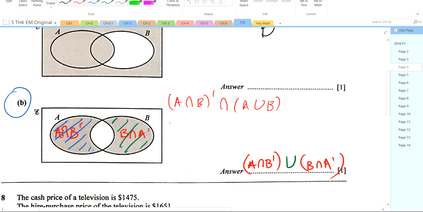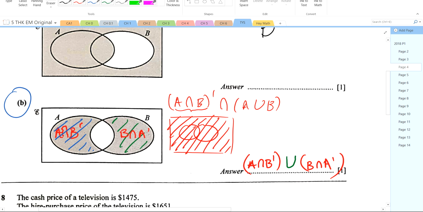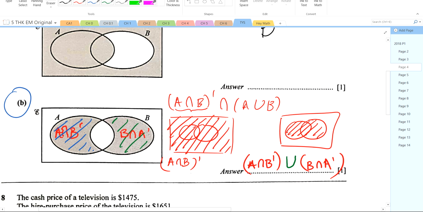I'll need to draw my A intersect B. A intersect B is over here. I'm doing this part. Then I want complement, so it's everything outside. This is A intersect B complement. So now I'm going to draw this side, A union B. A union B looks like this.